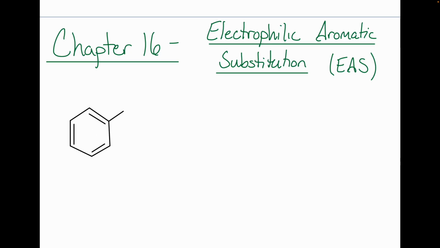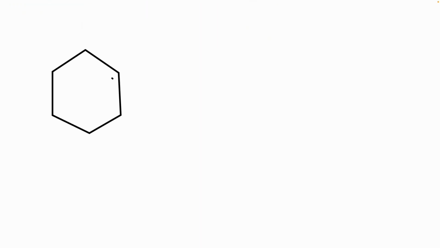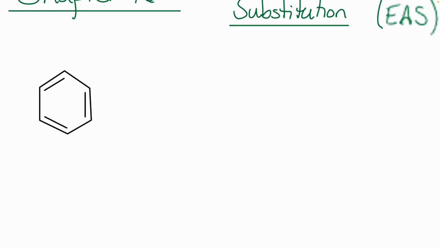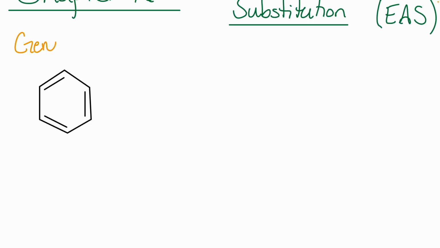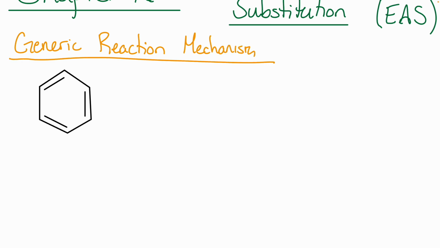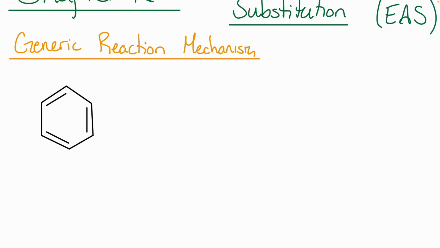Right? So these are reactions that take place between benzene and an electrophile. All right, and what I'm going to do first is we're going to look at the generic reaction mechanism. And then we'll start looking at specific electrophiles. But right now we're just going to do benzene reacting with some generic electrophile, which we're going to use the symbol E+ for.